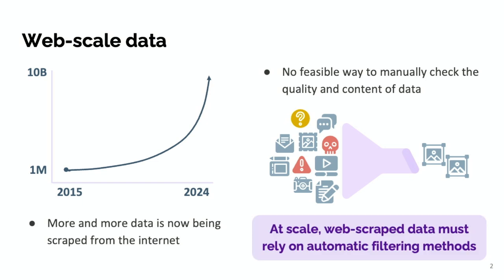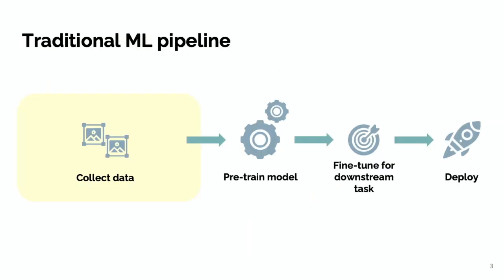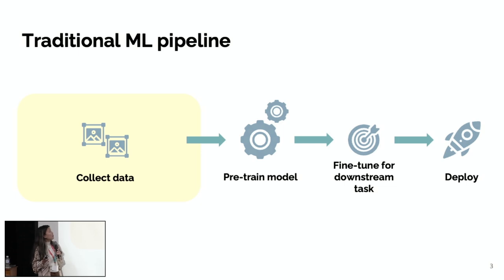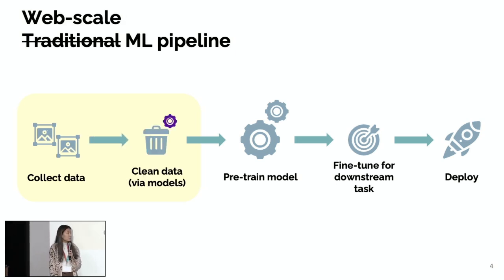We're also just starting to see recent trends in which web scrape data sets are relying on automatic filtering methods. If we take a step back and look at the traditional machine learning pipeline as shown here, this initial data collection step is actually split into two for web scraped machine learning, where there's this hidden data cleaning stage, which relies on existing, already trained models in order to remove unwanted data.